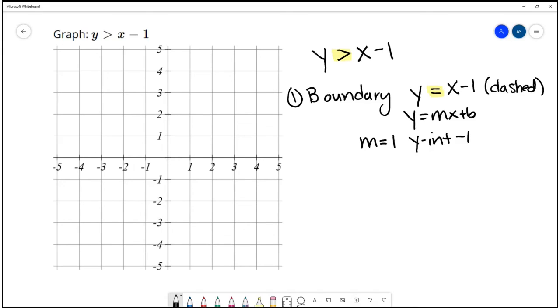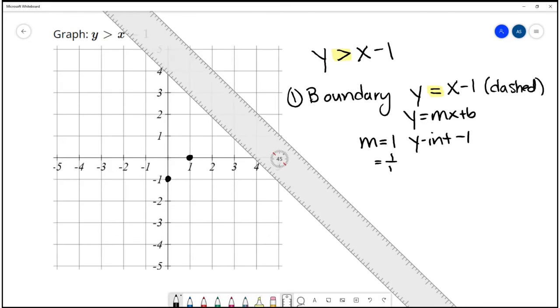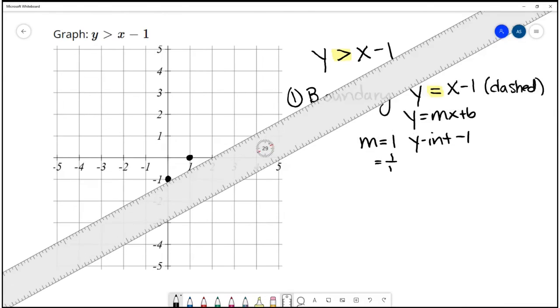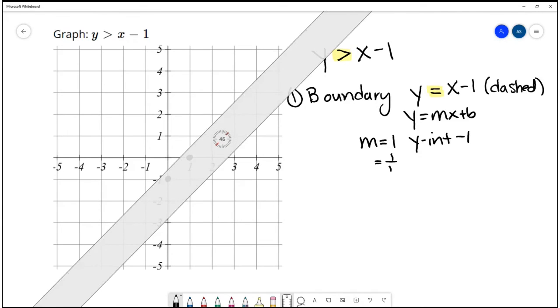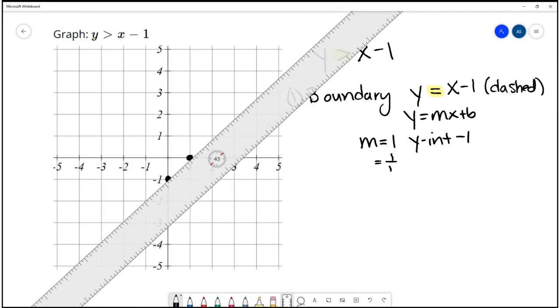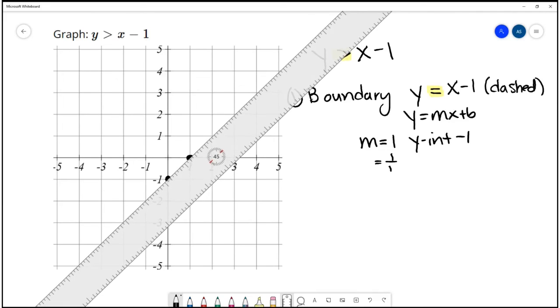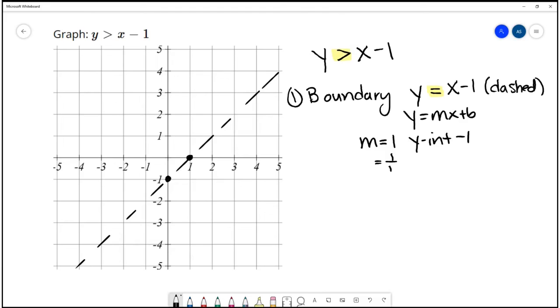So I know that this line has a slope of 1 and a y-intercept of negative 1. So to graph this line, I can plot the y-intercept at 0, negative 1, use the slope to get to the next point. The slope is 1, which is 1 over 1. So I'm going to rise 1 and run 1. So now I have 2 points on the line. And remember, I'm drawing this line as dashed, and the boundary line is not included in that solution set. So we're going to draw this line as a dashed line, indicating the boundary is not part of the solution.